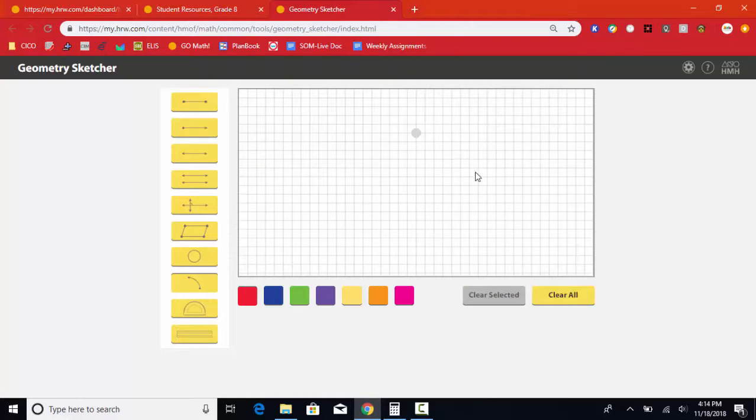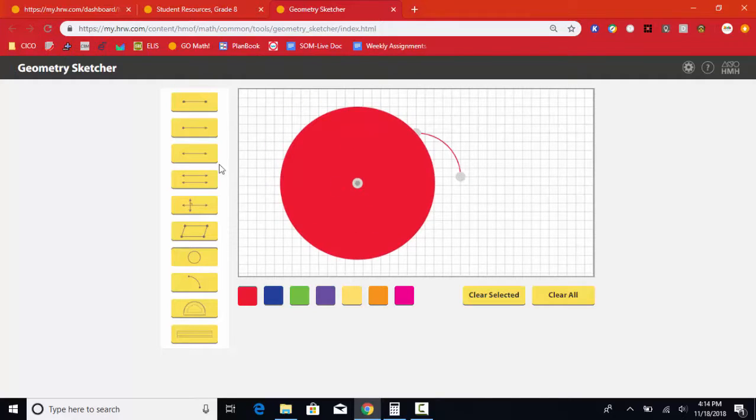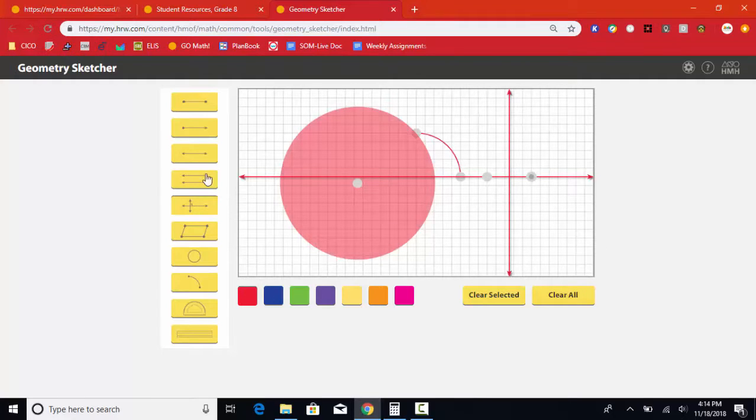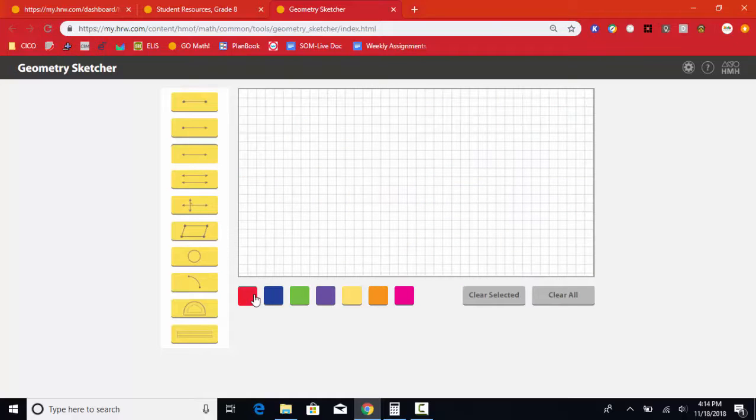If we need to make a half arc, we need to make a circle. Anything here, perpendicular lines, segments, rays, lines, so on and so forth. There's all these different things you can play with on the Geometric Sketcher.